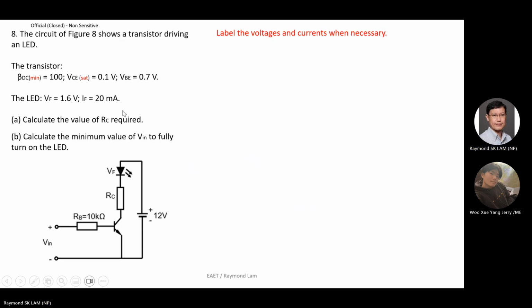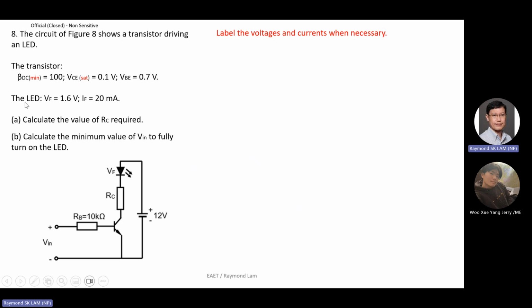So this transistor has a current gain of 100, and VCE is given as 0.1 volt, VBE is given as 0.7 volt. For a transistor, VBE is normally around 0.7 volt. Also, this one I will explain later. We'll do all the calculation first. At the end, I will explain what MIN and SAT are. SAT stands for saturation. Let's do the calculation first.